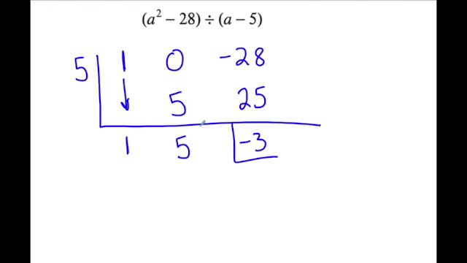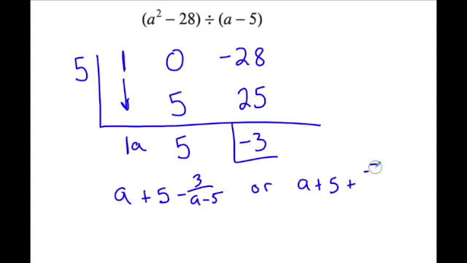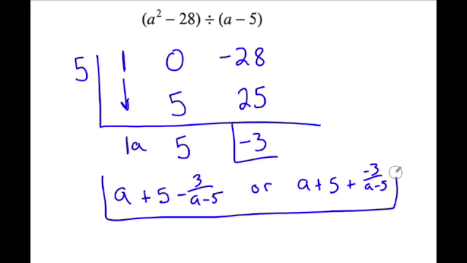So we're going to write, again, work our way back. Okay, no a's, 1a. So we have a plus 5 minus 3 over a minus 5. Or you could write a plus 5 and then add -3 over a minus 5. Okay? So please make sure you understand how I did that with the synthetic division. And then in a moment, we'll move on to one last one for you to try.